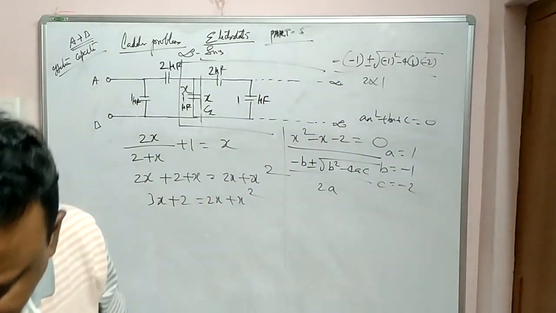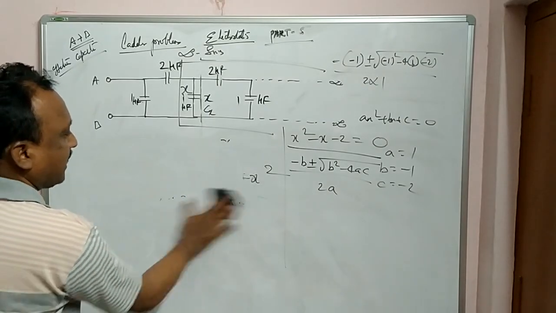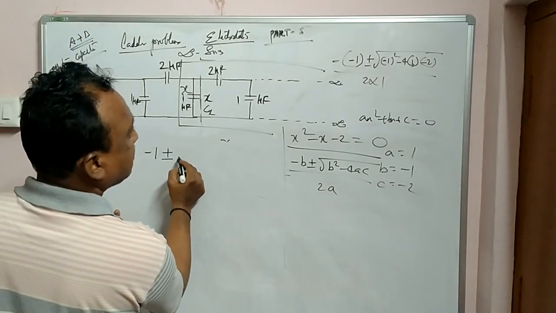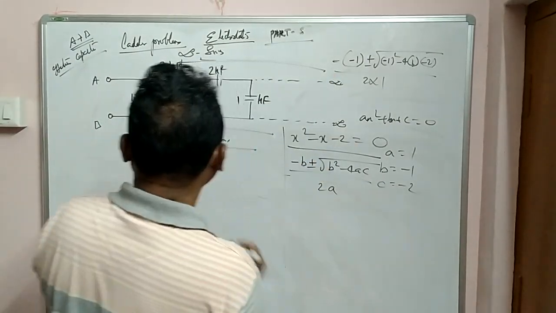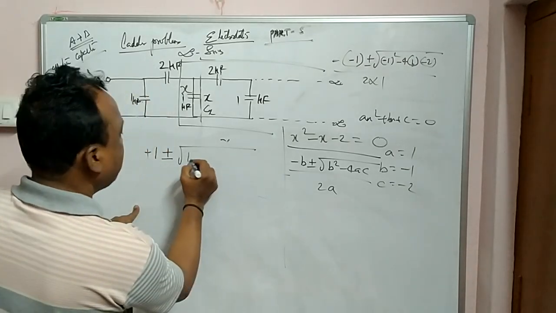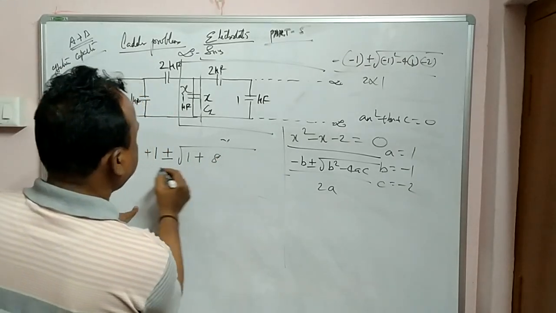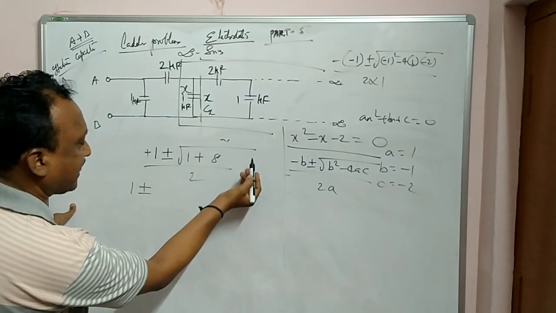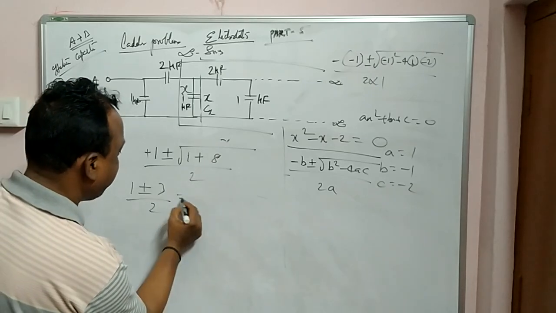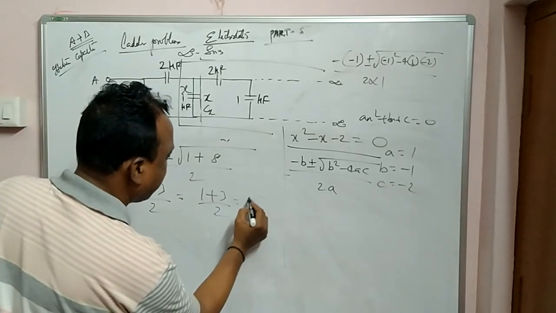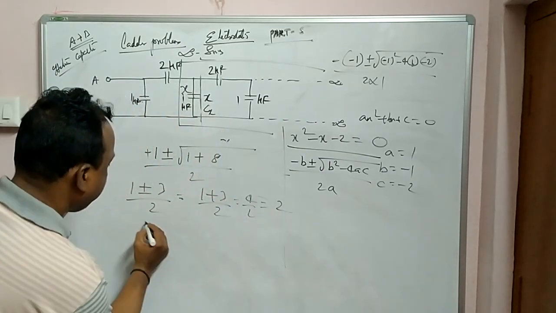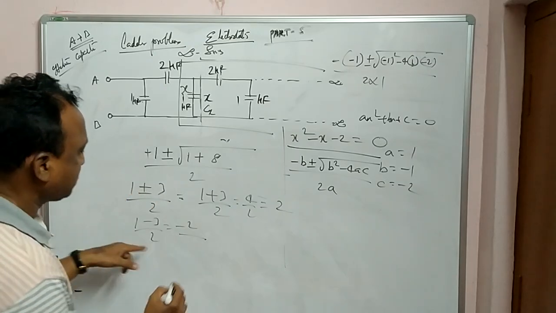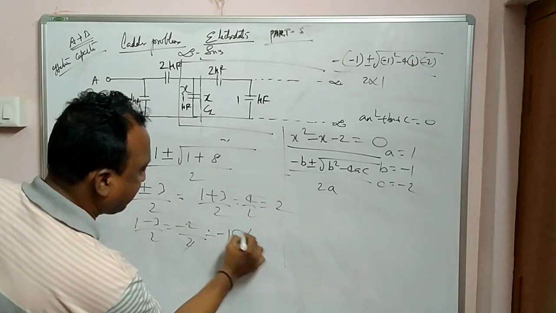Now if you solve that one, finally we get the solution. You will get 1 plus or minus root over b square plus 4 times 2, that is 8, by 2. So square root of 9 is 3, therefore 1 plus or minus 3 by 2. So one value: first value, 1 plus 3 by 2, that is 4 by 2, which is 2. Another is 1 minus 3 by 2, that is minus 2 by 2, which is minus 1. So minus 1 you cannot take as the value.